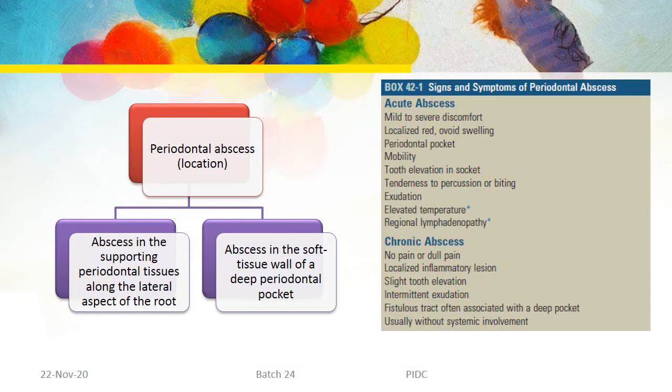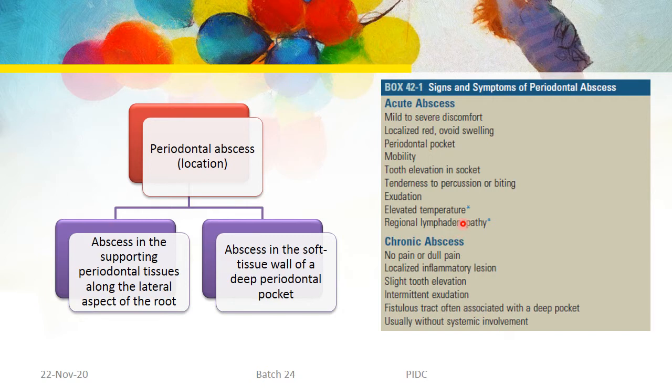So it is accordingly divided based on location as abscess in the supporting periodontal tissue along the lateral aspect of the root, or abscess in the soft tissue wall of the deep periodontal pocket. Signs and symptoms of periodontal abscess, especially an acute abscess: you will have mild to severe discomfort. There could be a localized red ovoid swelling, periodontal pocket, mobility, tooth elevation in the socket, tenderness to percussion or biting, exudation, elevated temperature, or regional lymphadenopathy.